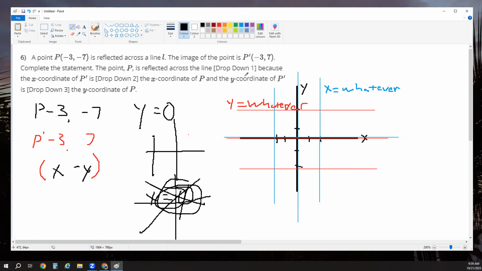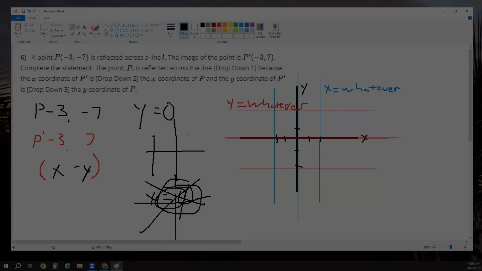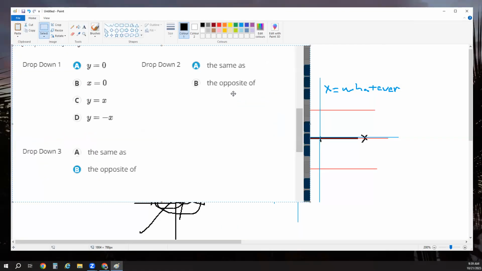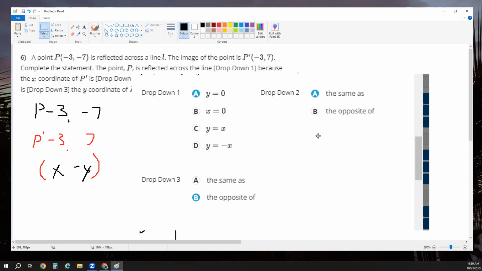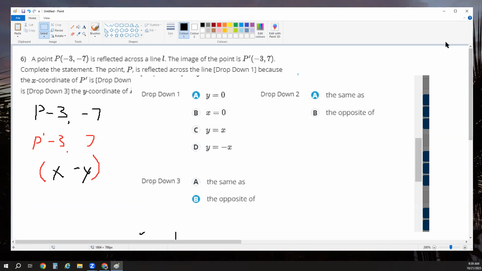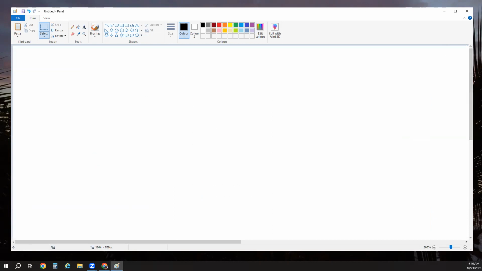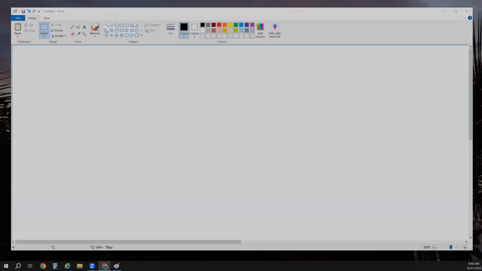And then because the x coordinate stayed the same and the y coordinate is opposite, that is what it called for right here. And that's why. Okay. Sorry about that for those that were led astray. Hopefully that clears up anything that was confused. All right. Number 7.